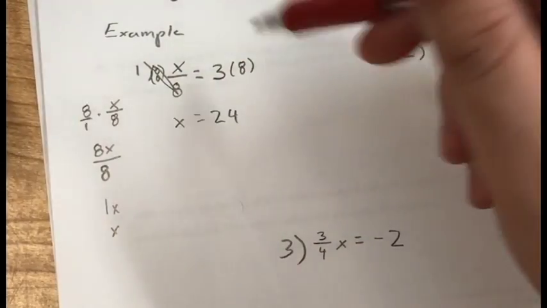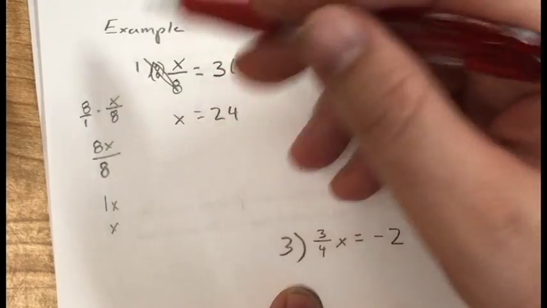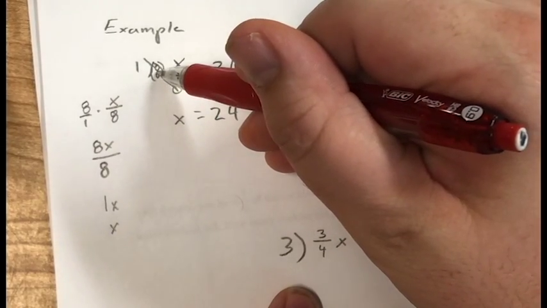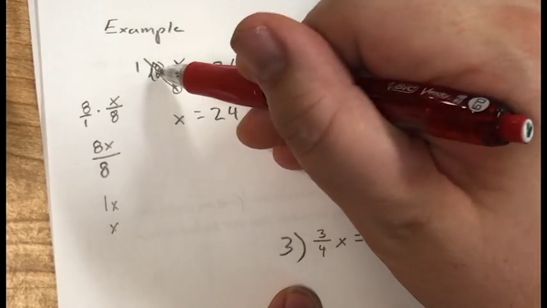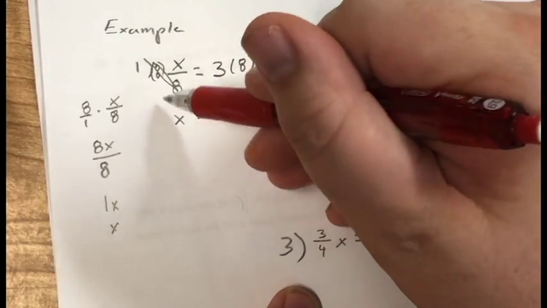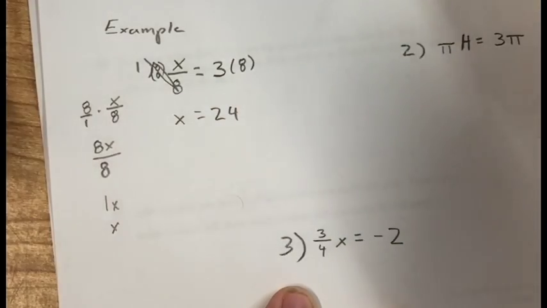When I say I cancel out something, it's just that I don't have to do all these steps. When I'm multiplying this number by this denominator and these two are the same, they cancel out and make the number 1. And then I just do the same thing over here. 3 times 8 is 24.